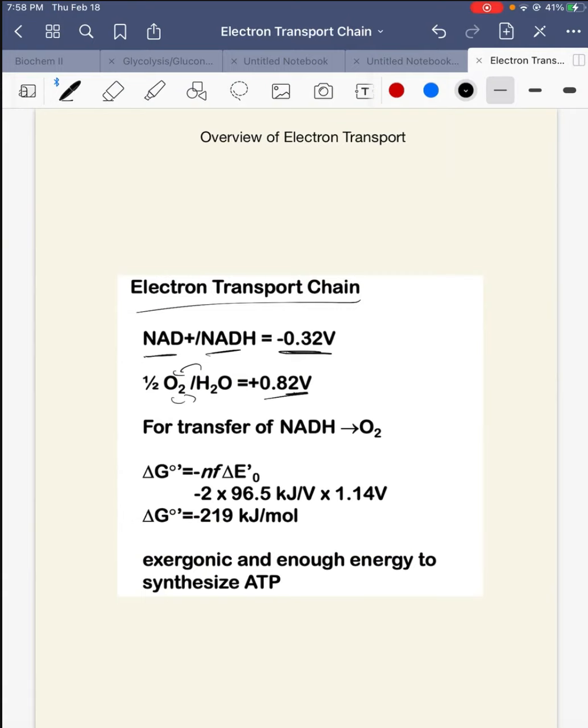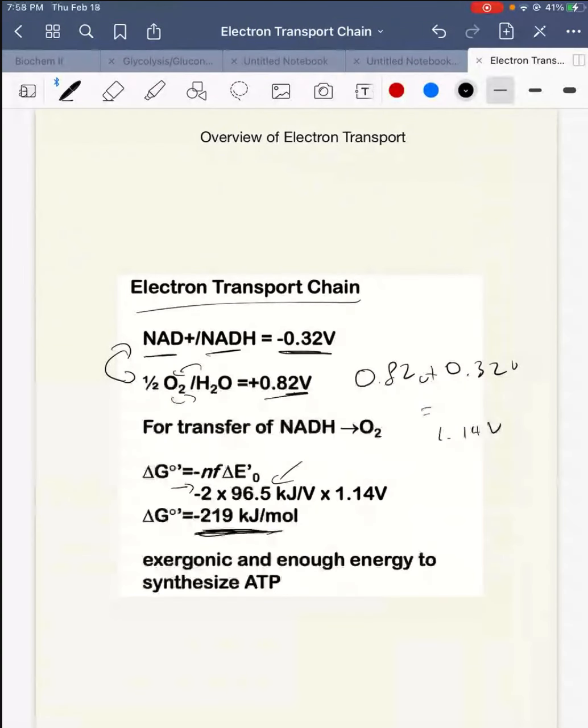So we would flip this one and then add them, or subtract the negative. So we'd have 0.82 plus 0.32 volts, and then we get 1.14 volts. Faraday's constant is 96.5 kilojoules per volt. And then the number of electrons we transfer between NADH and oxygen is 2 electrons. So this is the delta G of the electron transport chain.